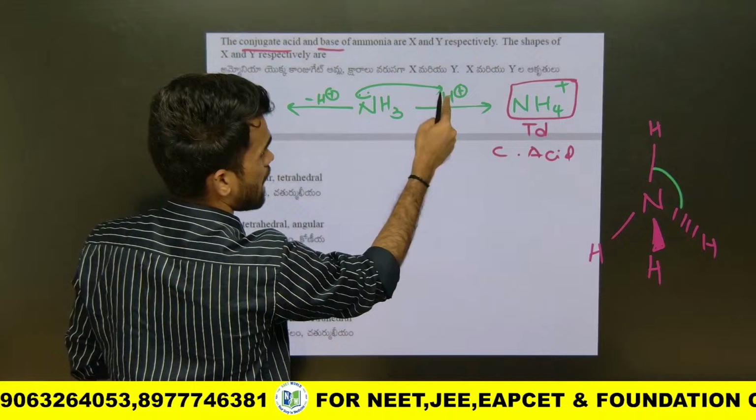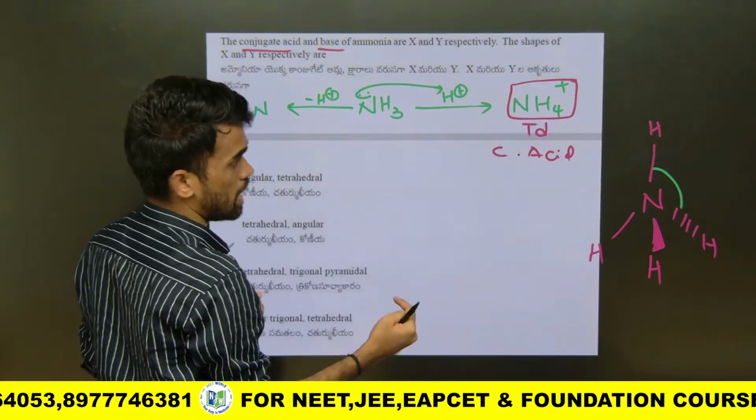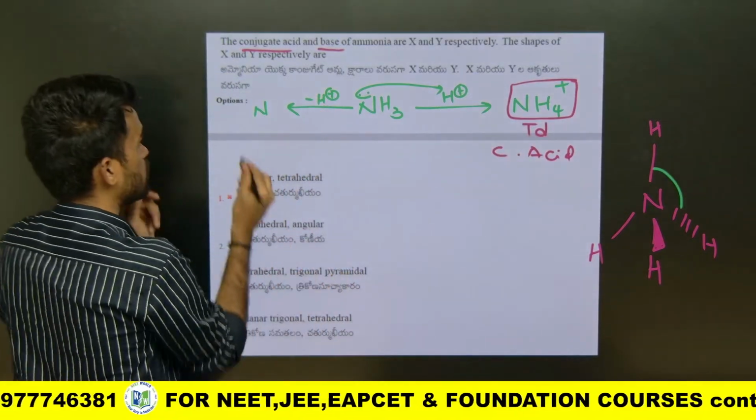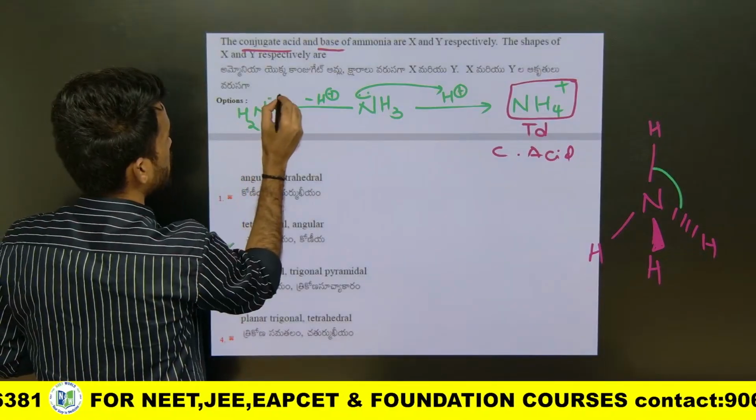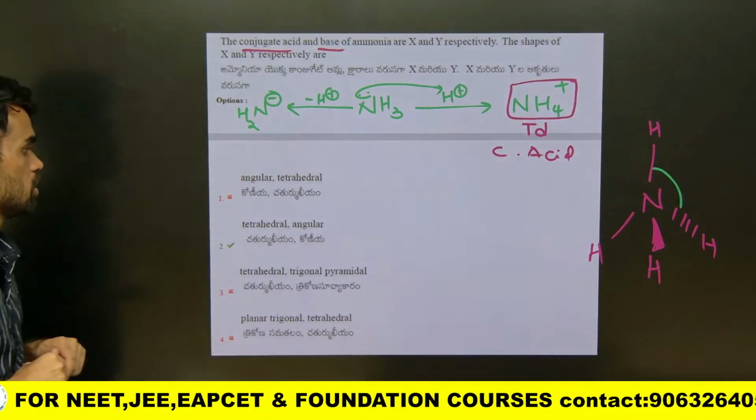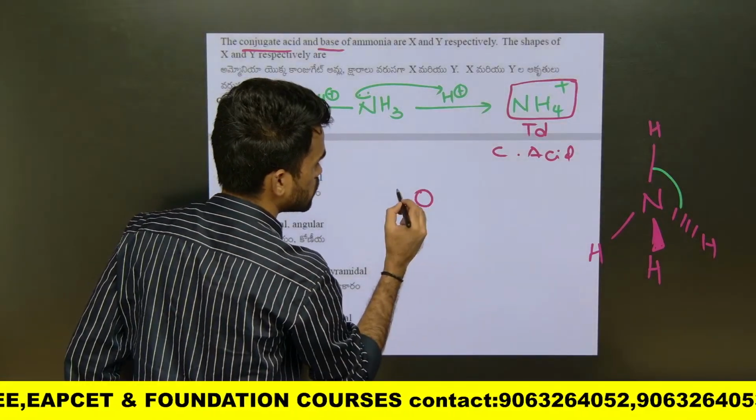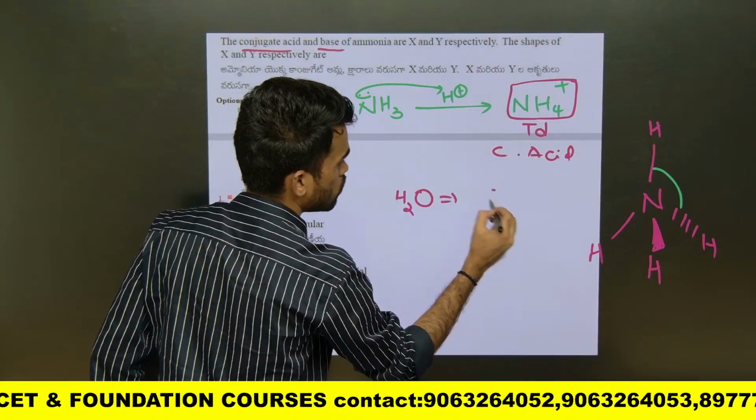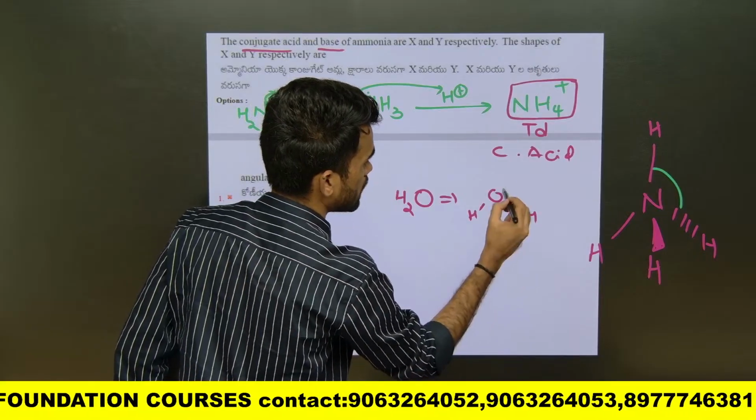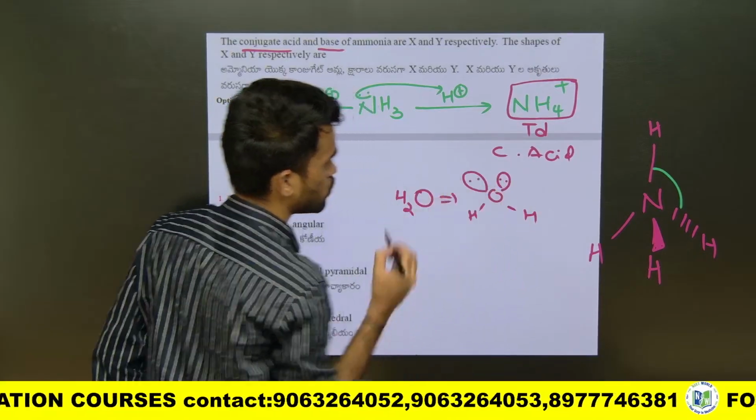See, when it accepts H plus, it will form a conjugate acid. When it releases H plus, it will form a conjugate base. So it will be like this, NH2 minus. So NH2 minus means, you know, the water molecule now, oxygen with two hydrogens. So how will it be? OH, like this, here a set of lone pair, here one more set of lone pair.